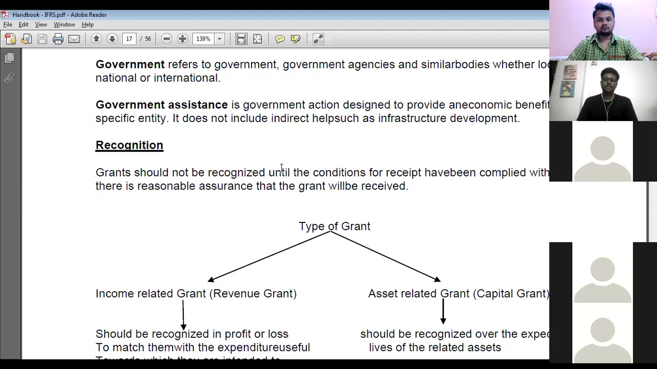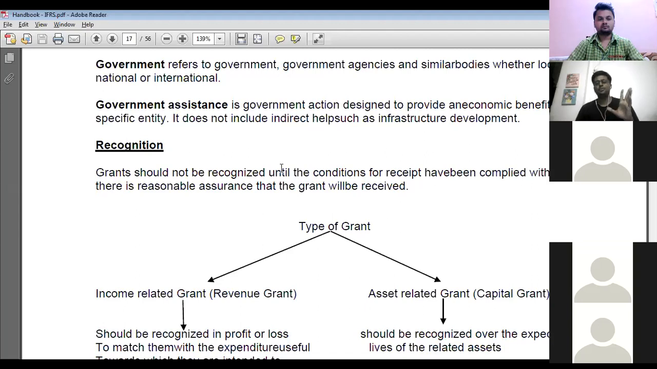Now, two conditions to recognize it into books of account. First one is that whatever conditions attached with the grant are complied with, and there is a reasonable assurance that the grant will be received. That means a formal communication or formal letter from the government is received that yes, now entity has complied with the conditions attached with the grant and now government is going to release X amount of grant to the entity. So both these conditions must be satisfied. Then only grant can be recognized into books of account.